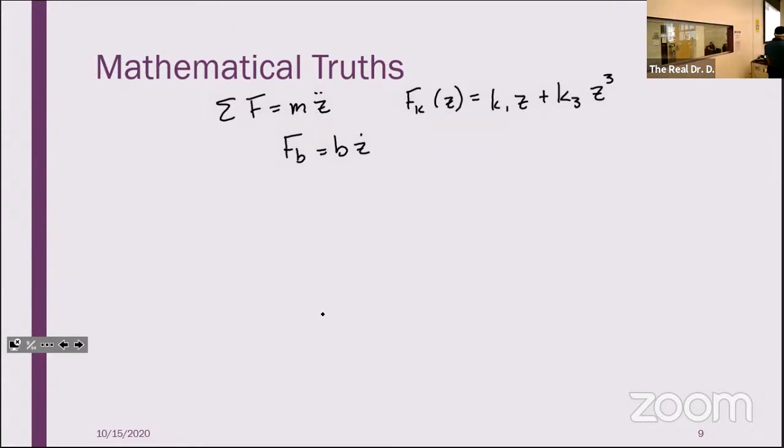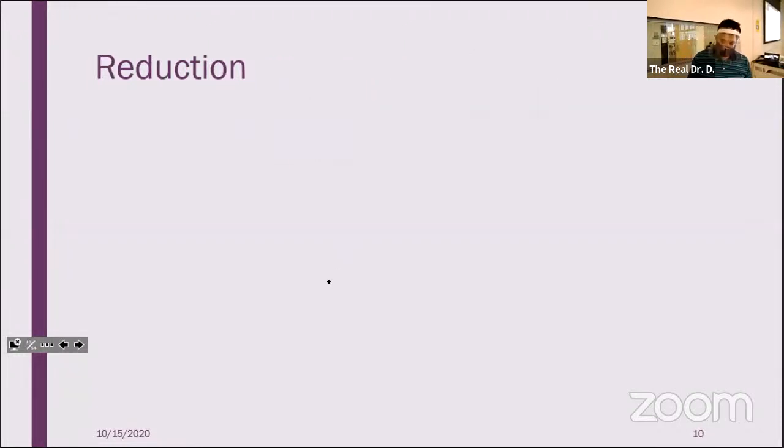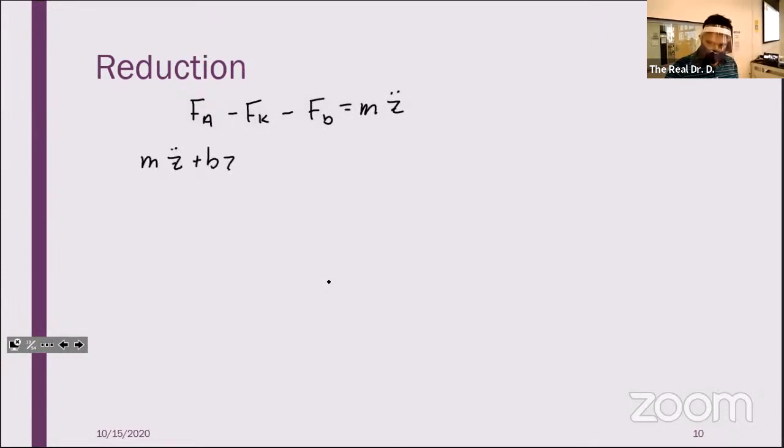So where do we go from here? We're going to sum our forces. We're going to do a standard reduction process. Just because it's nonlinear doesn't mean we can't run through our steps. So I've got my force F_A minus my spring force minus my damper force is equal to m z double dot. Rearrange this, make some substitutions.